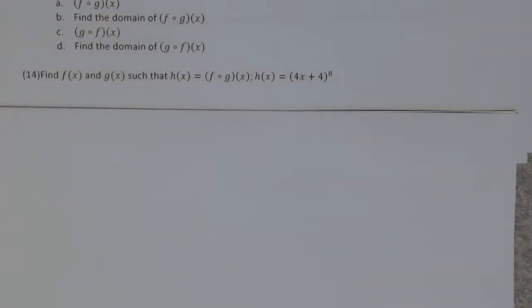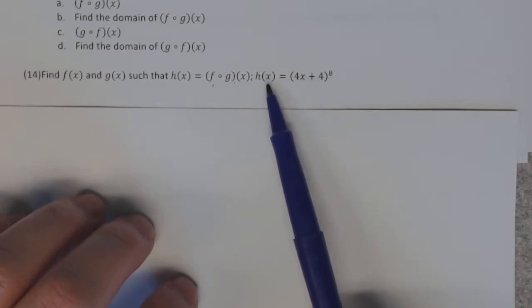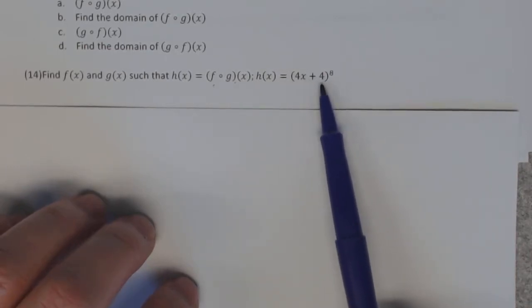Number 14. Find f of x and g of x such that h of x equals f composed of g of x, and h of x equals (4x plus 4) to the 8th.